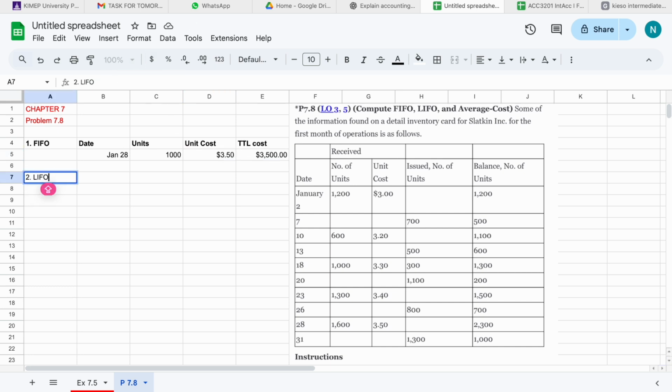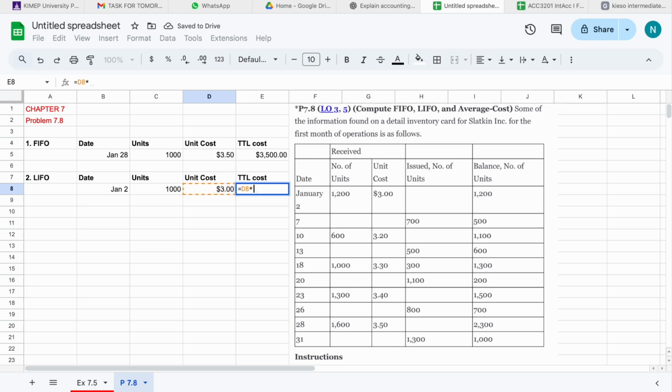LIFO, last-in, first-out. Under LIFO, the latest units purchased are sold first. Our ending inventory consists of the earliest purchases. Therefore, the ending inventory comes from the January 2nd purchase. Let's have a look at the unit cost on January 2nd. It's $3. So our total cost is going to be $3,000.